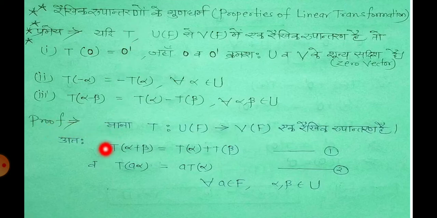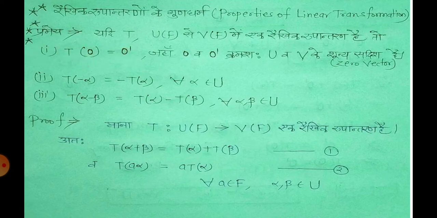First we write, suppose T from U to V is a linear transformation. Then by the definition of linear transformation, we know that T of alpha plus beta is equal to T alpha plus T beta. This is the first property, given by equation 1. And T of a alpha is equal to a T of alpha, the second property, given by equation 2, for all a belonging to F and alpha, beta belonging to U. This comes from the definition of linear transformation. Now we start the proof of 1.